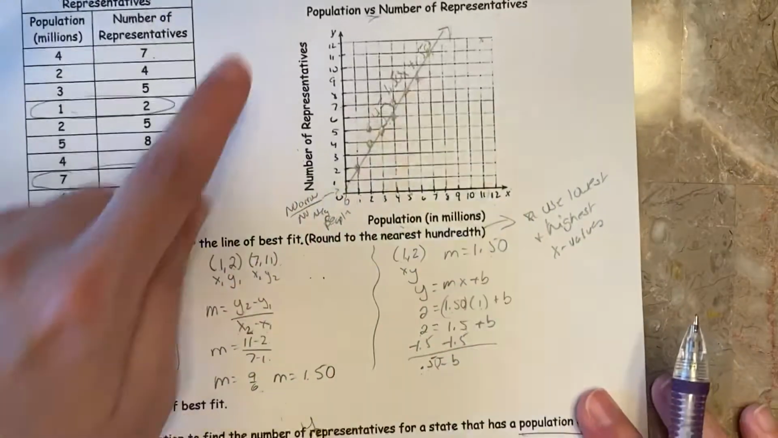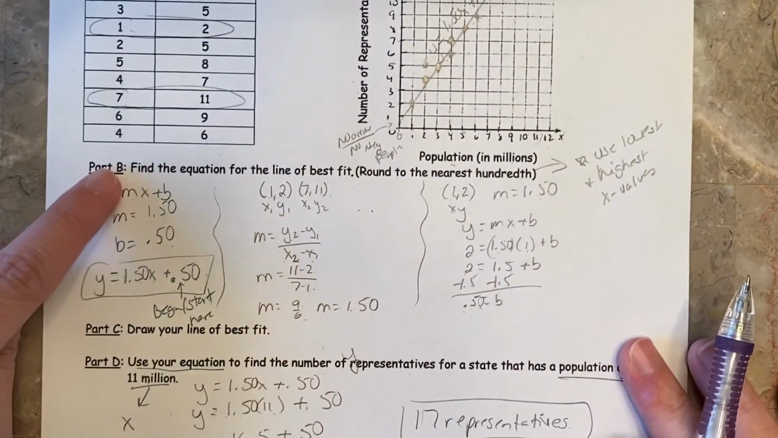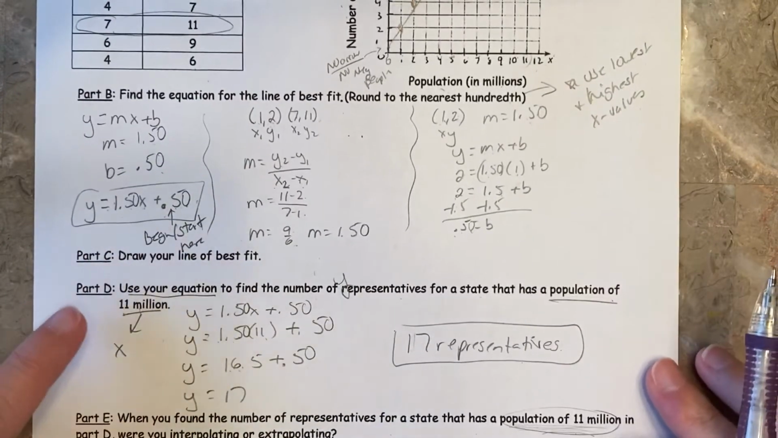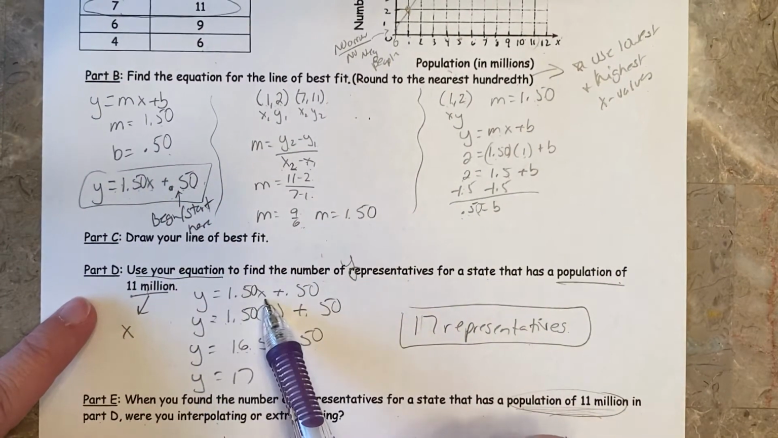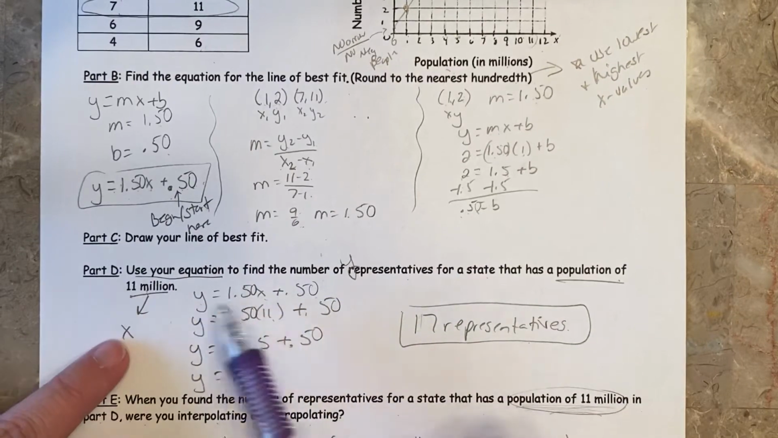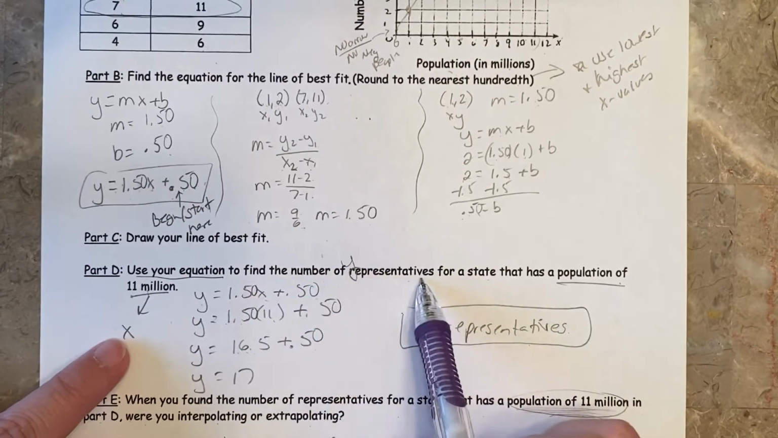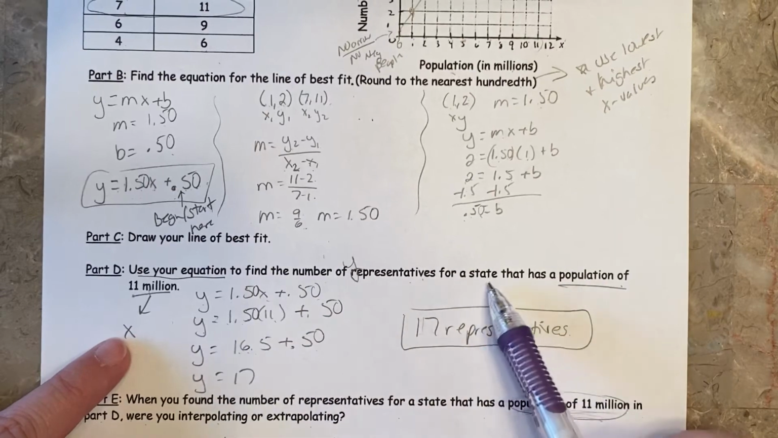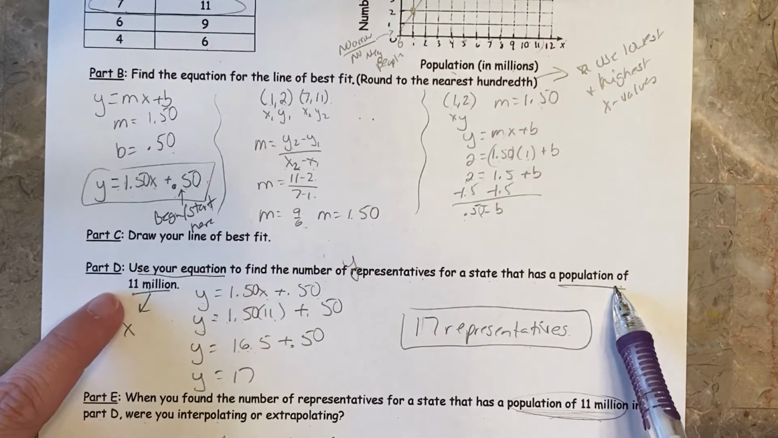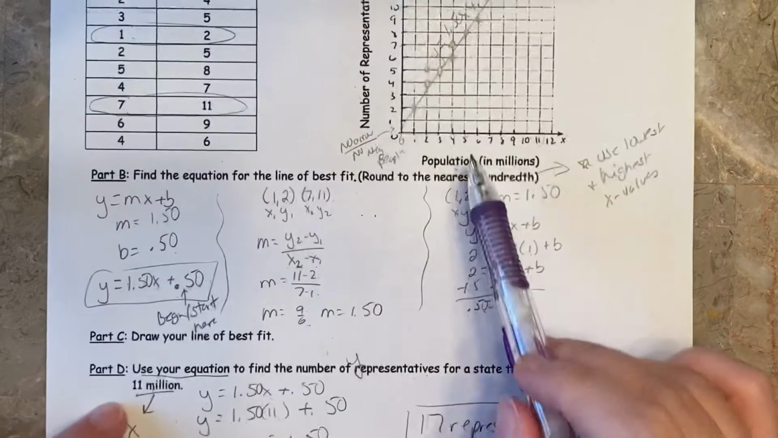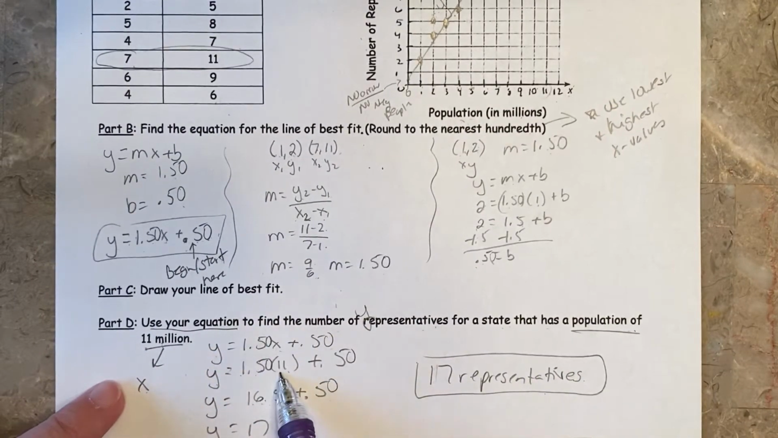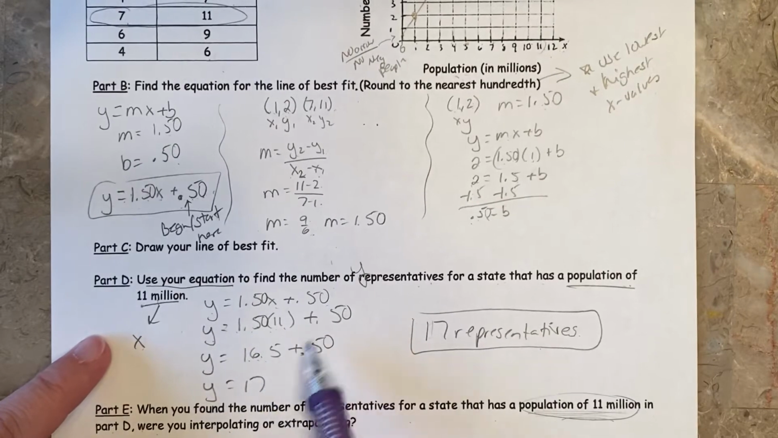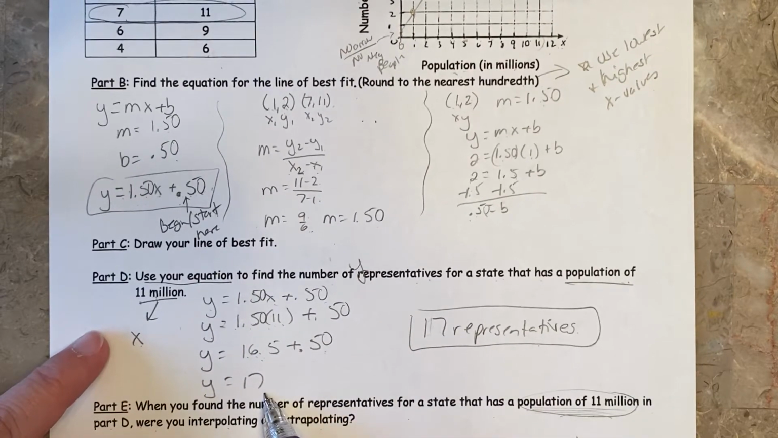All right, so we did our scatter plot, we did our equation, we drew the line of best fit, and now it says use your equation. So I'm going to copy my equation, 1.50x plus 0.50 equals y. And then we're going to find the number of representatives. So we're going to find y for a state that has a population of 11 million. Population was x, so I'm going to put 11 in for x, and then I'm going to use order of operations and multiply, and then add to get 17.